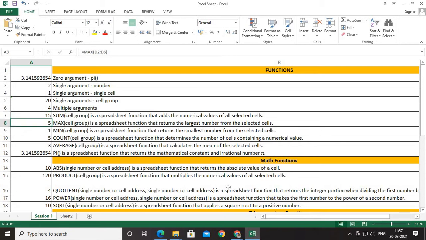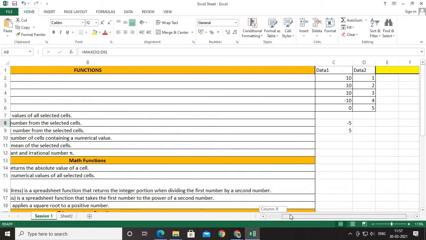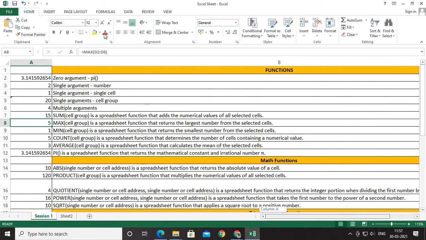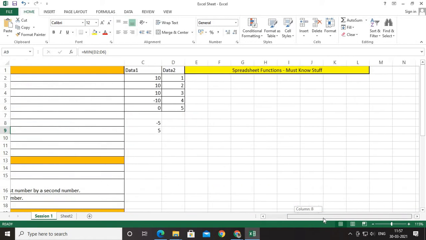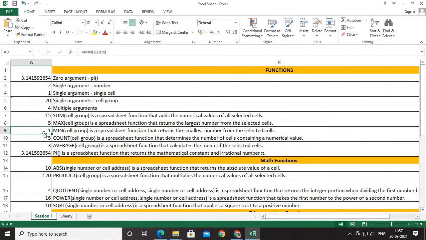Now what is the maximum number that we have seen in this D2 to D6? That's 5. So now when I do max of D2 to D6, I get 5. What is the minimum value there? Min will get you the minimum value, and that's nothing but 1. So we have got 1 reflected here. Now I need to count how many numbers are there in that cell group. So for that I can use count. Count D2 to D6. How many numbers we had? 1, 2, 3, 4, 5. So the count is 5.